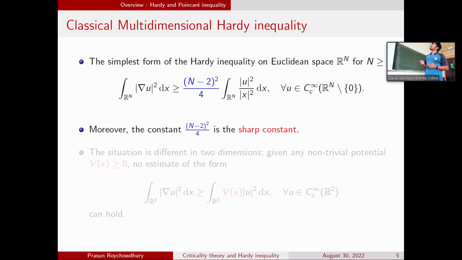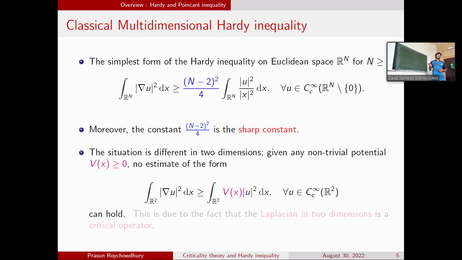Here the dimension starts from 3. Of course one can put n equals 2, where we get a non-negative term greater than or equal to 0, which is still true. But if we ask for something more about this Hardy weight: on the entire R2, does there exist any non-negative potential, not necessarily 1 over |x| squared, for which this kind of inequality holds? The answer is no. If such an inequality holds, then V has to be identically 0. The reason behind that is the criticality theory.